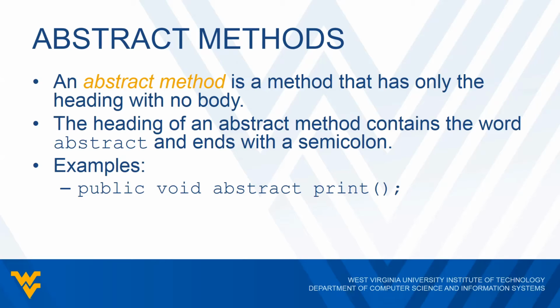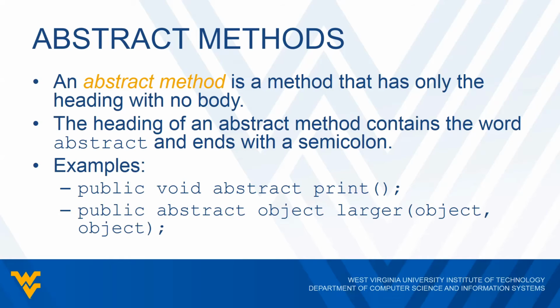So we can have something like public void abstract print. So there's no definition here. We know it's still public, it's a void method, but we have the word abstract in here. We can have another one. Here's a public abstract object larger. And then we have two objects here. Now in this case, the objects here are just different types. So we're doing something a little different here just to illustrate that this is an abstract method because we have the word abstract as part of the heading. We have the semicolon and there's no body.